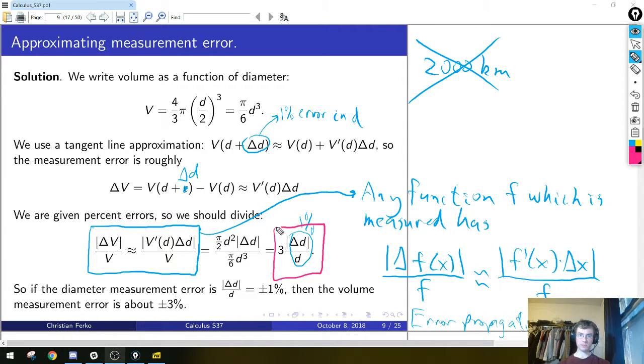The answer at the end of the day was just 3 times the percent error in the diameter. It doesn't matter what the diameter itself is. It only depends on the percent error in the diameter. So that's kind of cute. You get to see which parts of the problem statement actually mattered and which were extraneous detail. This is kind of fun.